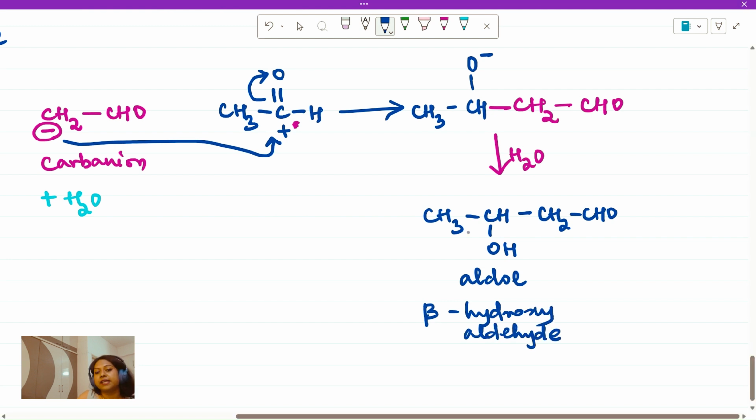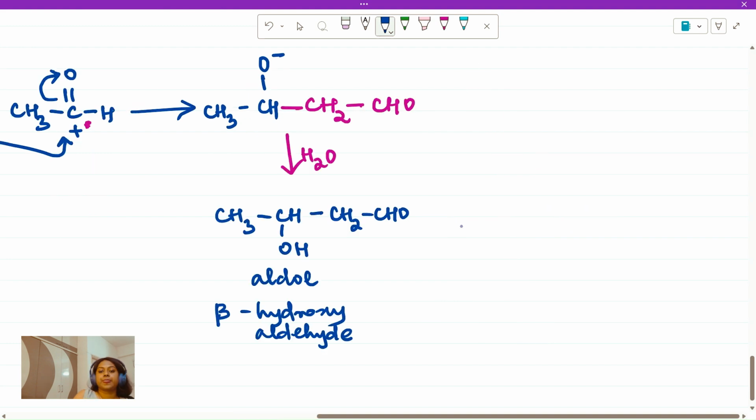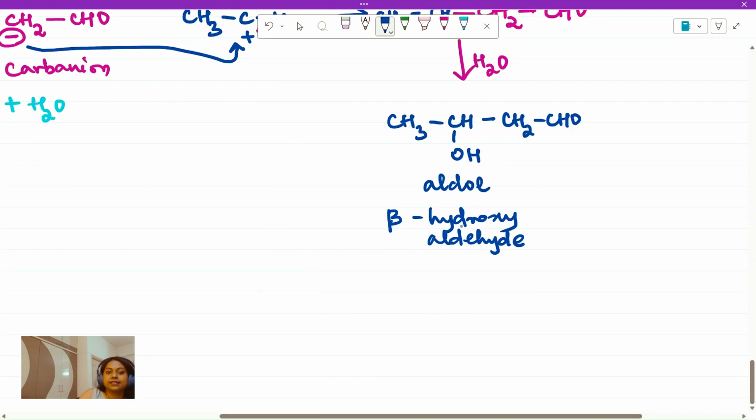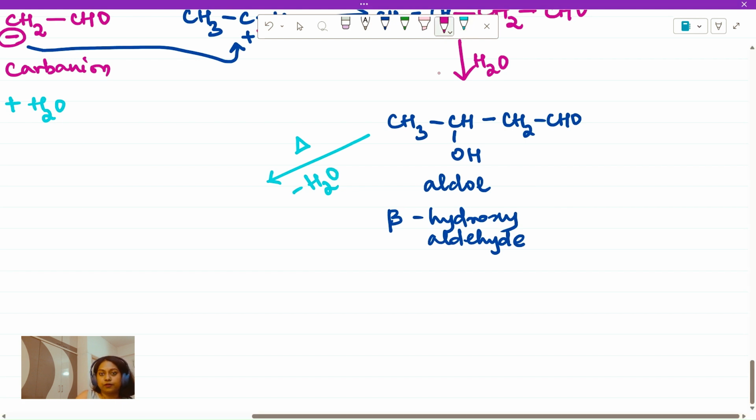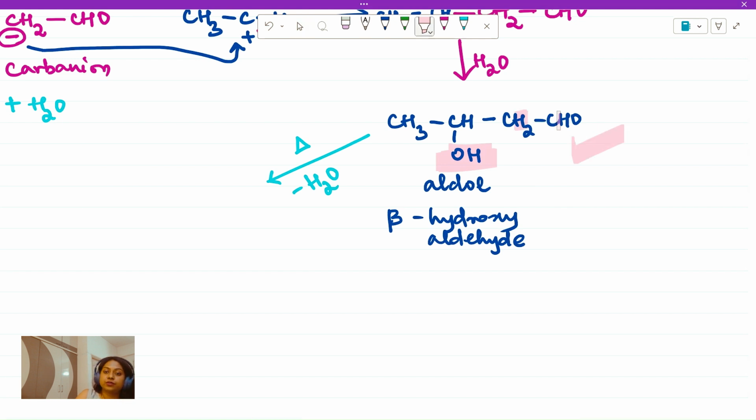What can we call this, the IUPAC name? Wait, one more step is also there. If you heat this compound up, just by heating it, what happens? We lose a molecule of water. कहाँ से you lose a molecule of water? The OH and alpha hydrogen. What alpha hydrogen? The hydrogen that is just next to the CHO group. This is called alpha hydrogen.